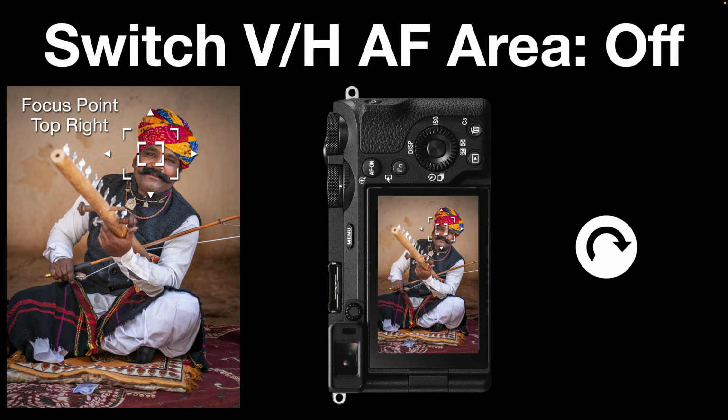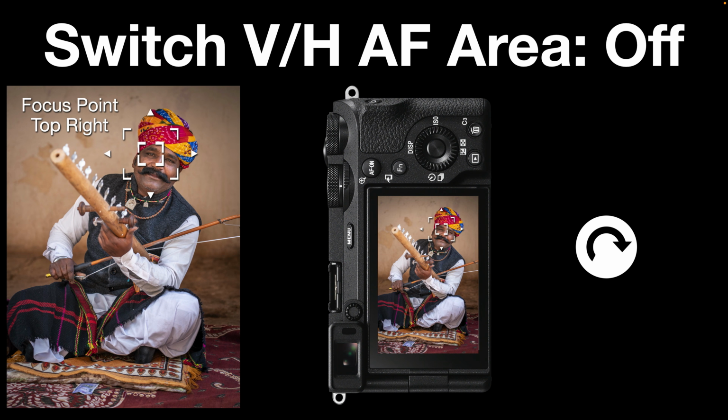Now let's take a look at the Switch Vertical Horizontal AF Area menu option. It's a bit of a mouthful. It was further abbreviated on older Sony Alpha cameras to SWIT AF Area. Now that had a few Alpha owners scratching their heads, including me, as to what this new menu item was all about. So I'm going to try and explain this.